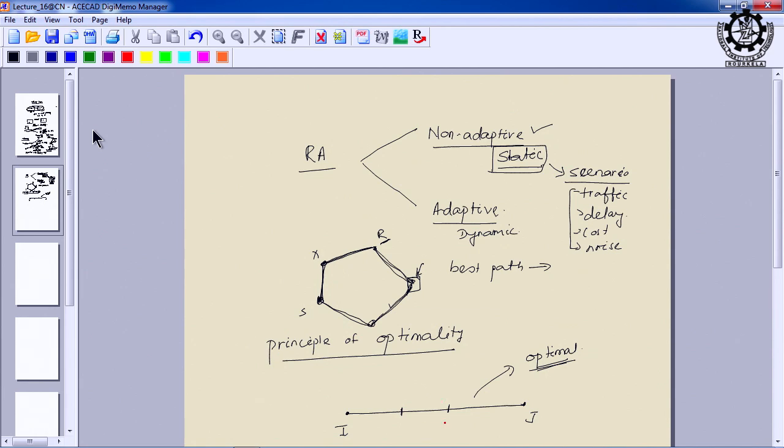That means, if z is another node here and if the route has to be established between z and j, then definitely this will be the optimal path again. You cannot have any other alternate path if there exists an optimal path already on the same route. That is the principle of optimality, and with that principle we will go for the different routing algorithms, right.